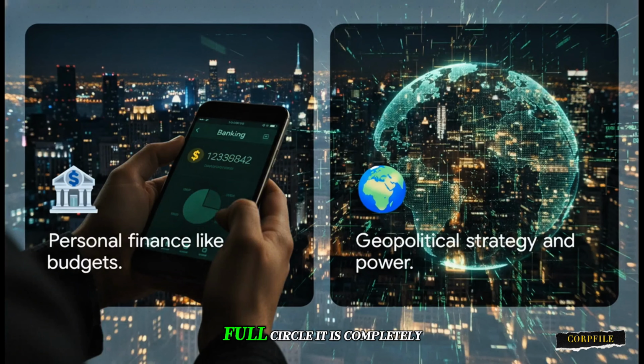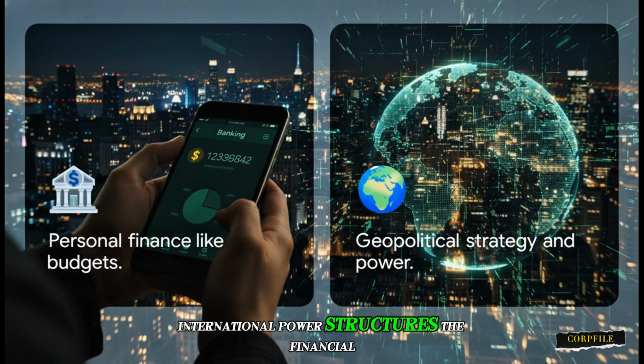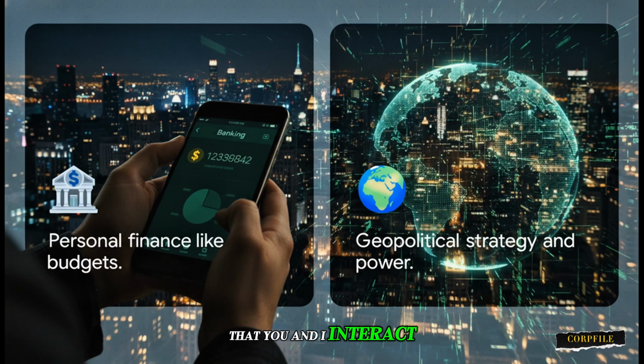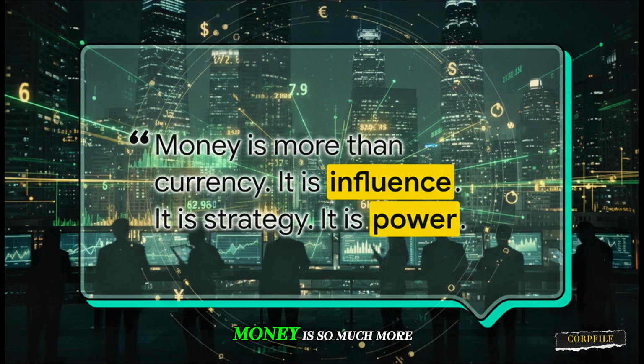So let's bring this all full circle. It is completely natural for you to look at money and just see personal finance, your savings, your investments, the cost of living. But at the global level, money is a completely different beast. It secretly dictates global alliances, it establishes spheres of influence, and it dictates international power structures. The financial systems that you and I interact with every single day are actively shaping the geopolitics that govern our entire world. In the modern world, money is so much more than currency. It is influence, it is strategy, it is power.